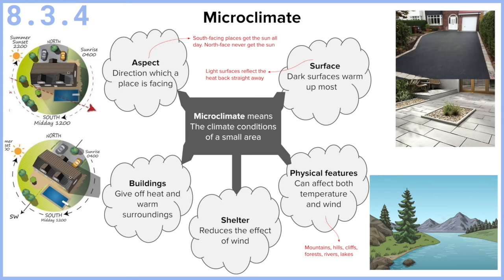So let's go through each of these in turn. We're going to start with this one called aspect. So an aspect is the direction that a building or an area is facing. Now we know that the sun rises in the east and sets in the west. So during the day, anything that's facing the south will always have the sun, so it's going to be warmer. But if it's facing the north, it's very difficult to get any sunlight because of the direction that the sun is moving in. So I've got this represented on a house here.